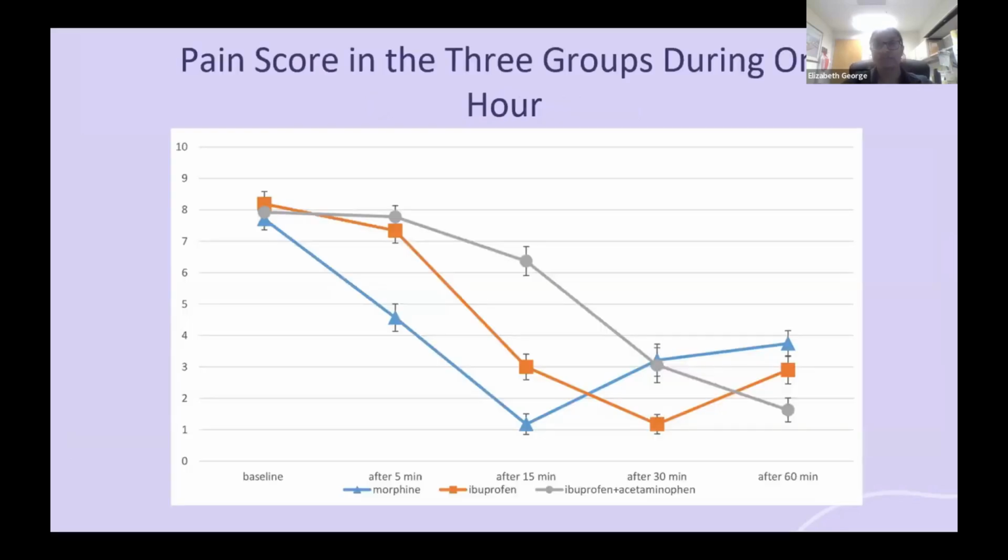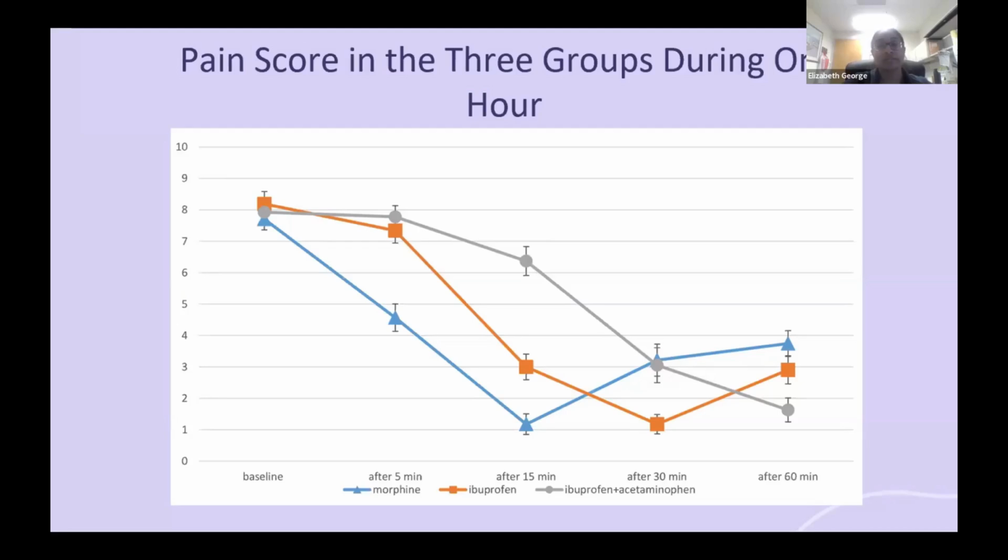This graph kind of visually depicts the table from the previous slide. Here it's kind of easier to see that morphine had the quickest reduction in pain, but it was not sustained after the first 15 minutes. And then ibuprofen and acetaminophen combination, as seen in gray, had the slowest onset of pain relief, but it was sustained over 1 hour and overall produced the most pain relief.